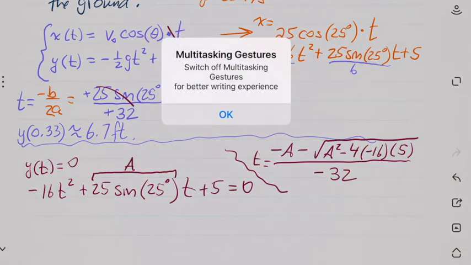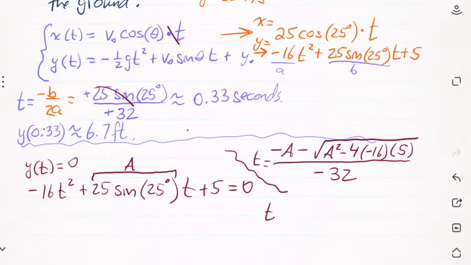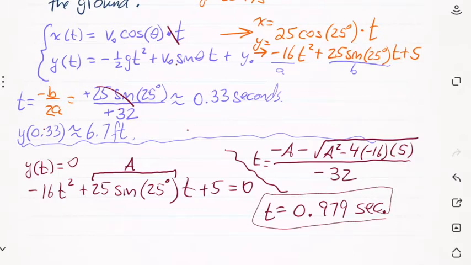So on my calculator, I couldn't do it on my fancy write-on one. It was just way too much to type or write in. It's about 0.979 seconds. So almost 1 second. It'll hit the ground. So then the last question is, if that's how long it takes to hit the ground, how far away did it go? Because it says how far does the ball go in the air before it hits the ground.